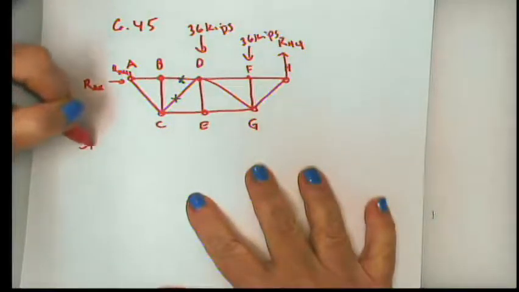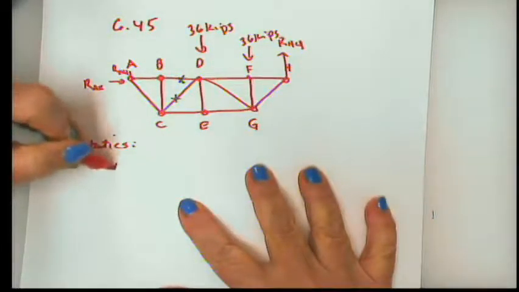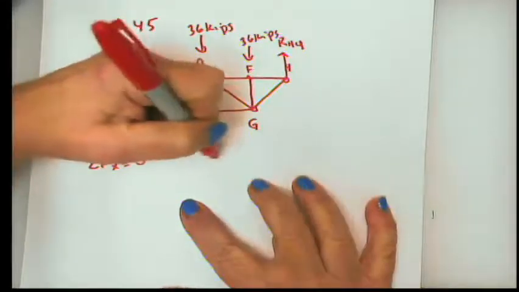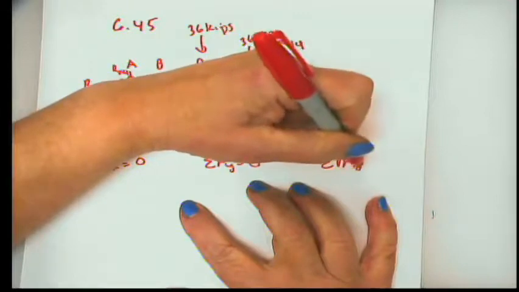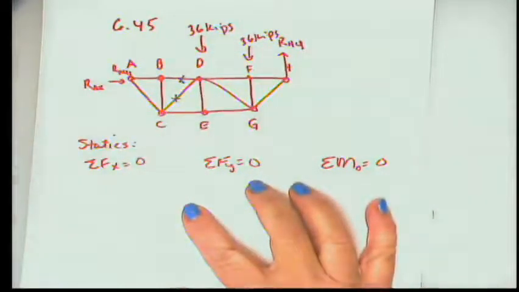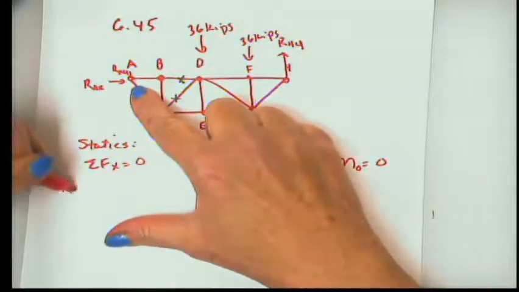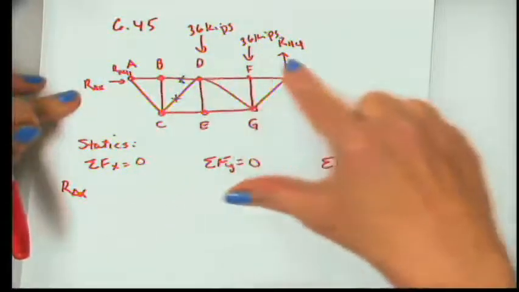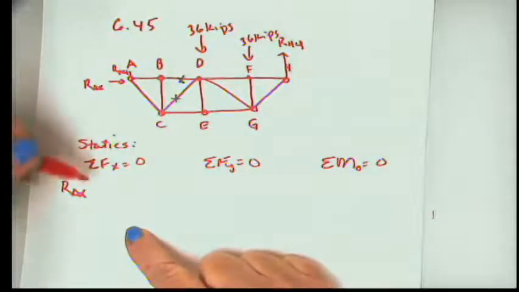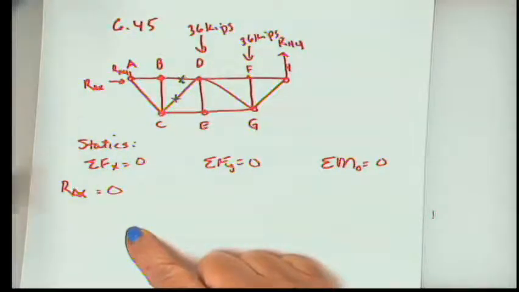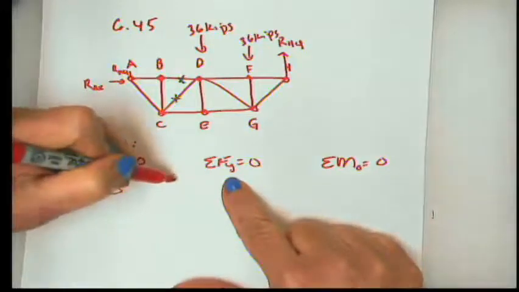I've been doing this since chapter 2, so that's good. Summation forces x equals 0. Summation forces y equals 0. And if I need it, the summation of moments about any point on this truss also has to equal 0. So in the x direction, I have RAX. I don't have any other x directional forces on this truss. So that means that that has to equal 0. That means that RAX, there is no value for RAX, or it's a 0.